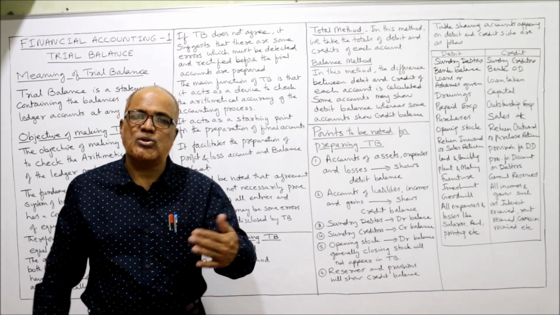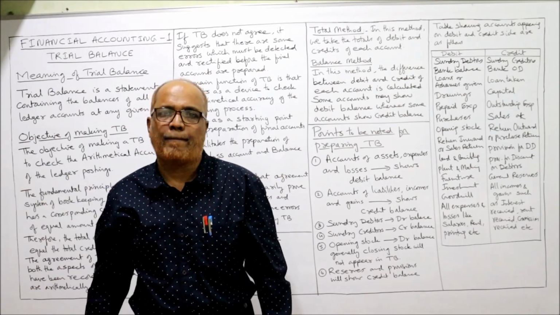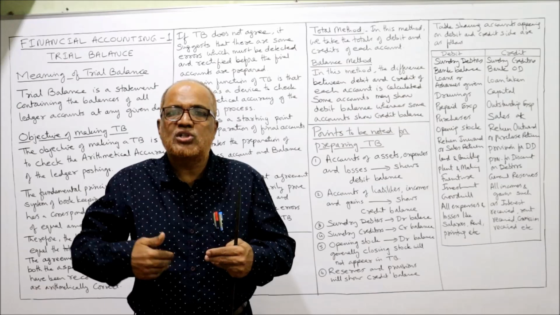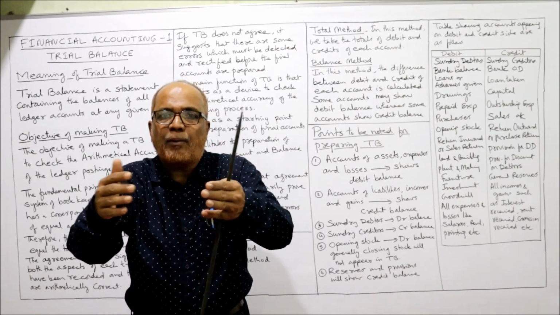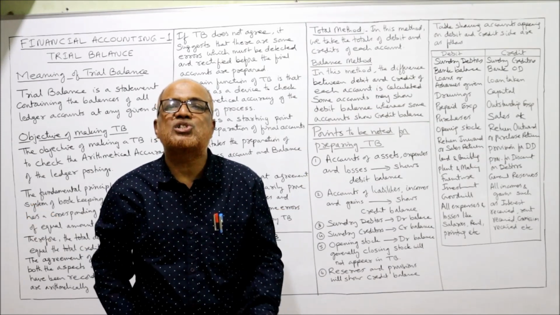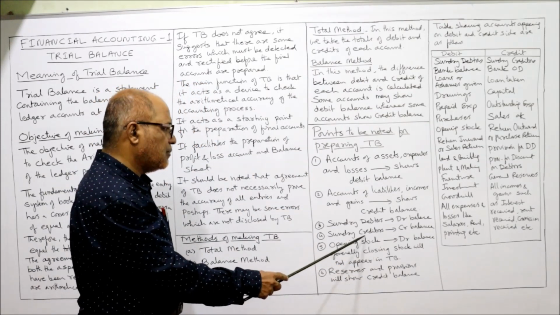Sundry creditors, opposite. All the suppliers to whom we have to pay the amount. We have purchased the goods from different suppliers. If we add up all the amounts of the suppliers, it is called sundry creditors. It shows a credit balance.